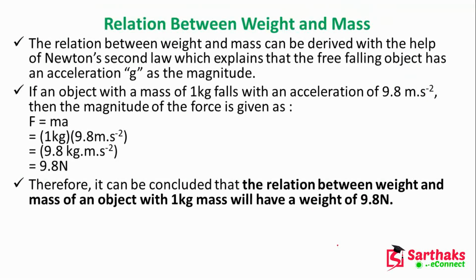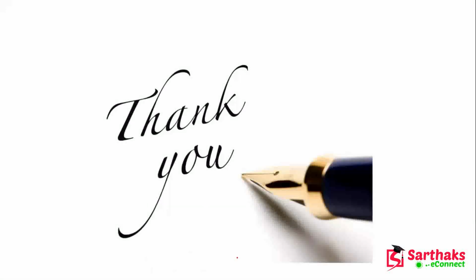Now, the relationship between mass and weight. An object with 1 kg mass will have a weight of 9.8 Newton, because F equals m into g. If you have 1 kg and g is 9.8 meters per second square, then F equals 9.8 Newton. So this is the main relationship between the mass and the weight. Thank you.